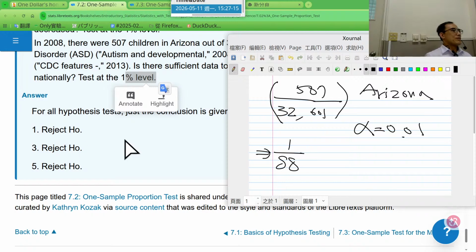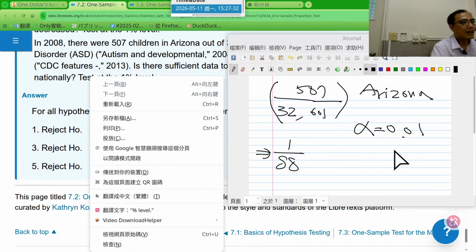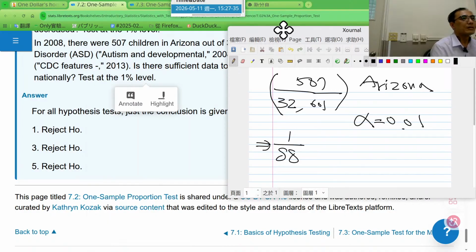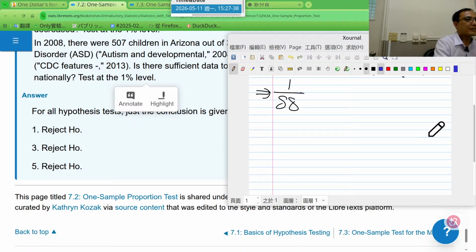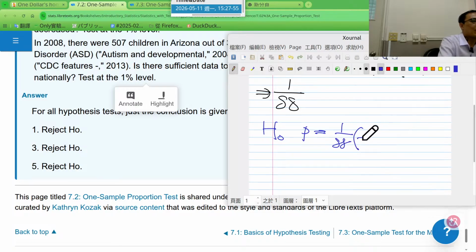We can imitate the previous one. That X is the proportion. Now we need to calculate whether the number is close to the national. Thus, we have the null hypothesis: the proportion in Arizona is the same as 1 over 88. We can calculate 1 over 88.